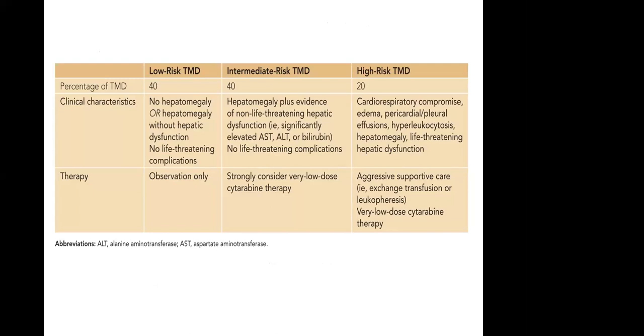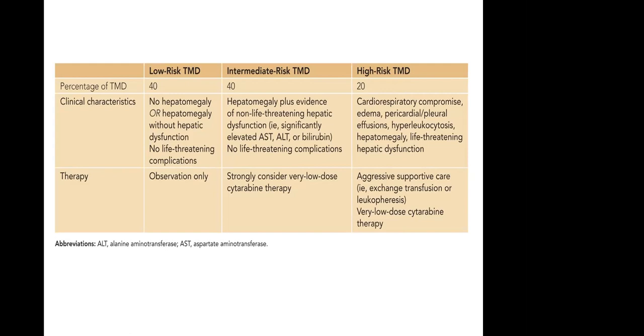They defined low risk, intermediate risk, and high risk transient myeloproliferative disorder. It is 40% in low risk and intermediate risk, but high risk you may find in 20% of the patients. So what are the clinical features of low risk? They may have no hepatomegaly, or hepatomegaly without liver dysfunction, and no life-threatening complication, unlike the last child who had respiratory distress. So what is the therapy? You only observe, and the hyperleukocytosis subsides or the count becomes normal in due course of time.